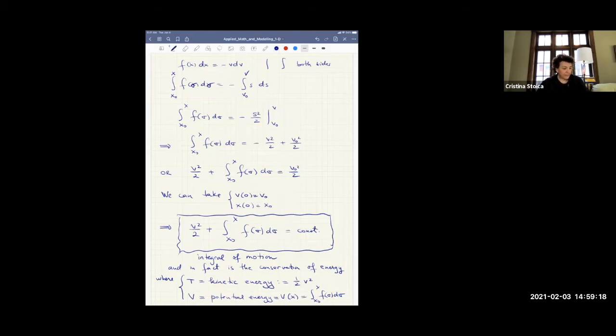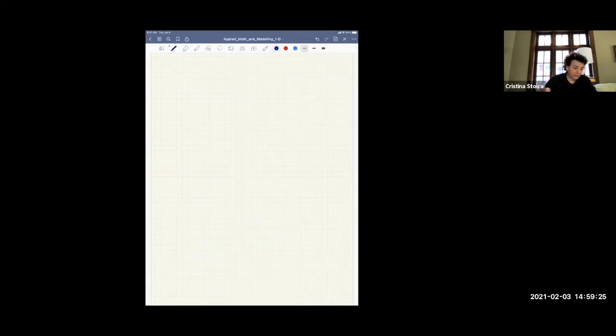All right. So I'm going to flip the page. So for this system, for x dot plus f of x equals 0, we always have the energy integral of motion given by 1 over 2 v squared plus the integral from x naught to x of f of sigma d sigma equals constant, okay? And this constant is the value of these guys at time 0 if you want.